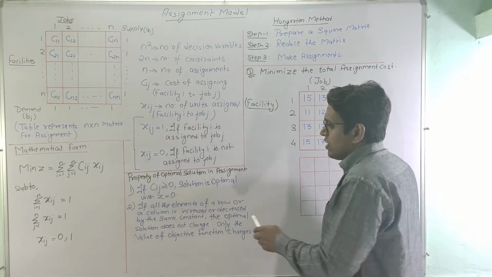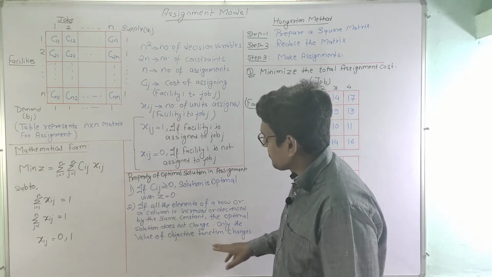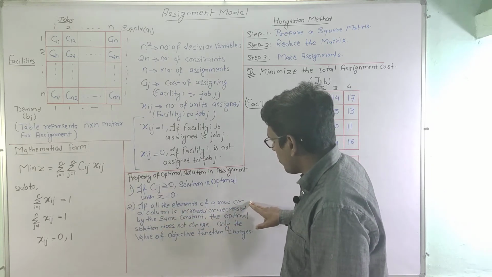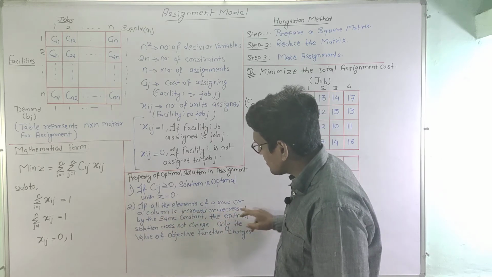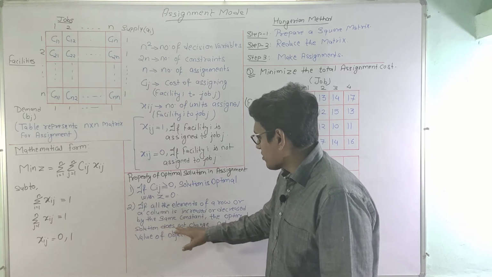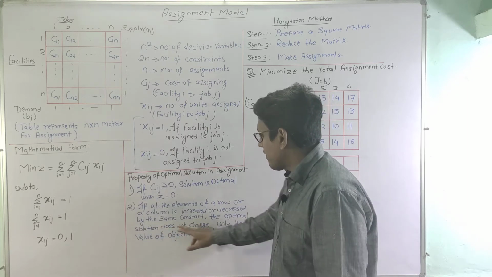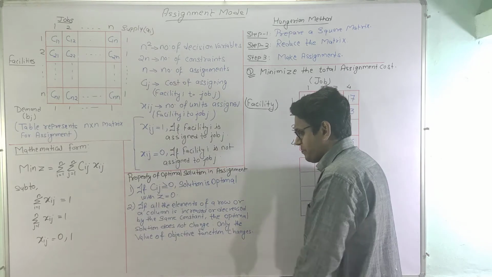So let us see the second property here. If all the elements of a row or a column are increased or decreased by the same constant, the optimal solution does not change, only the value of the objective function changes. This is a very important property.